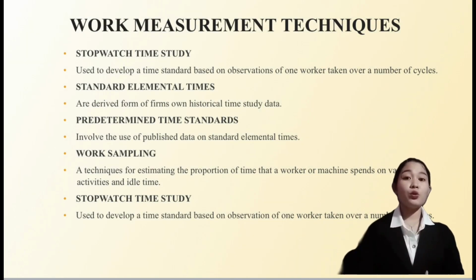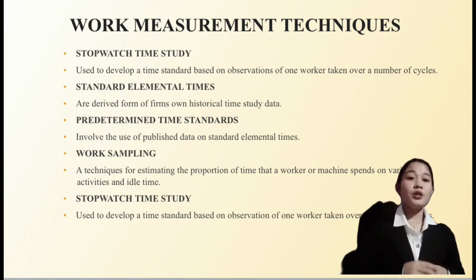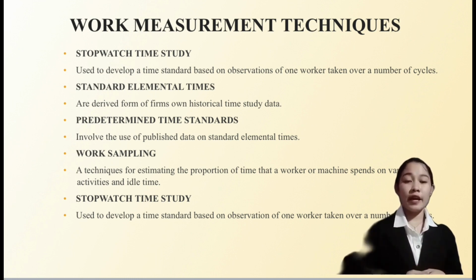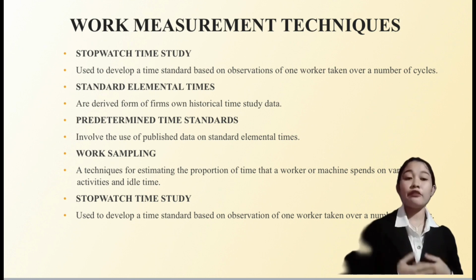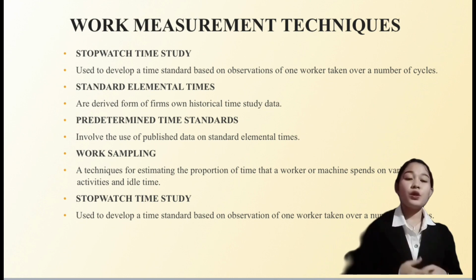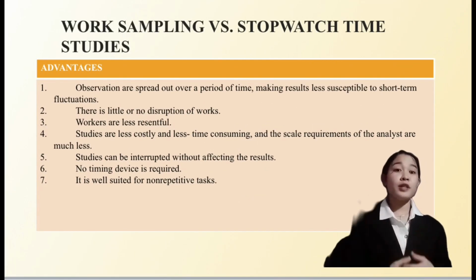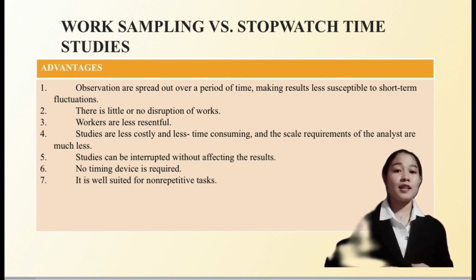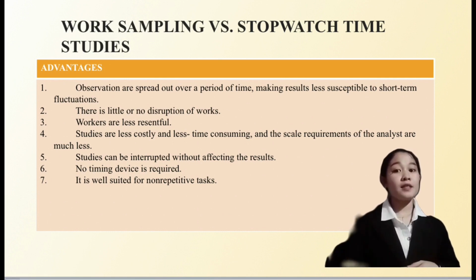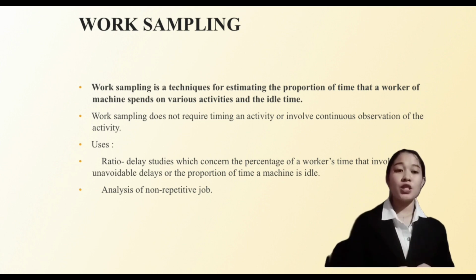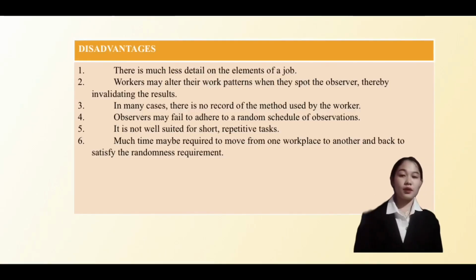For our next discussion, the work measurement techniques. First is the stopwatch time study, used to develop a time standard based on one worker taking over the time. For example, a structured process of directly observing and measuring work using a timing device, making sure the time required is followed. It measures the time taken by an operator to complete the work. The difference between work sampling and stopwatch time study lies in their advantages and disadvantages. Work sampling results are less acceptable to short-term situations and means less fluctuation, less irregular payment, no changes throughout the year. And last but not least, no timing device is required, and no other standard time method needs to be used. There is freedom. It is well suited for non-repetitive tasks.